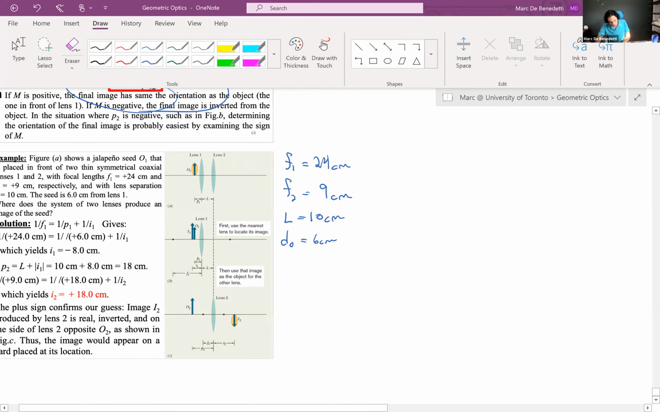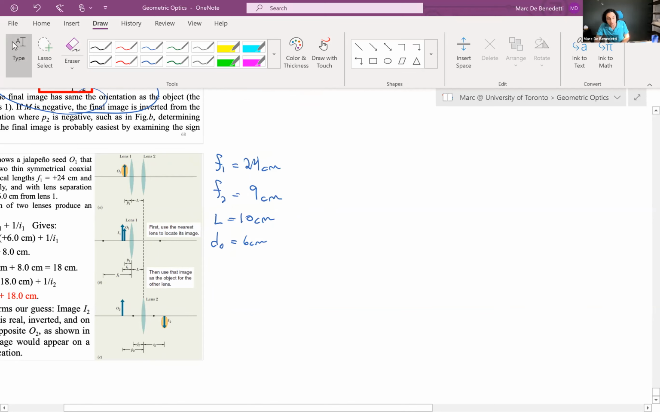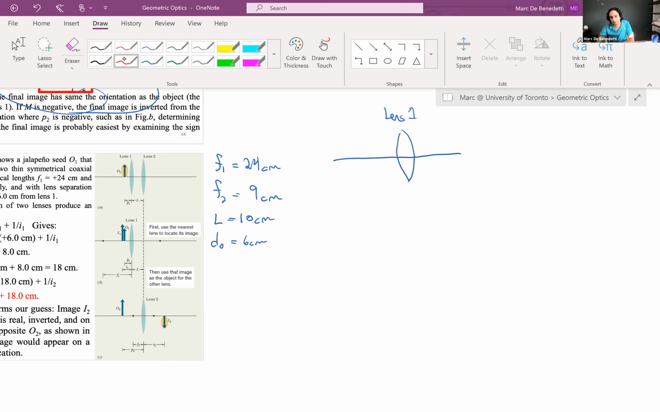Now I am going to start analyzing this. We recognize that this is a two-lens system. If you recall from our discussion yesterday, with a two-lens system, quite simply, you just analyze one lens at a time, and the output of one lens will be the input for the other lens. So let's start by drawing the first lens. We'll call this lens 1. We're going to ignore the second lens momentarily, because we just propagate the first lens first.